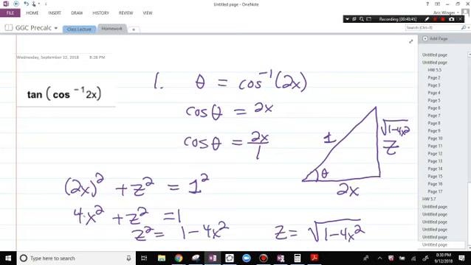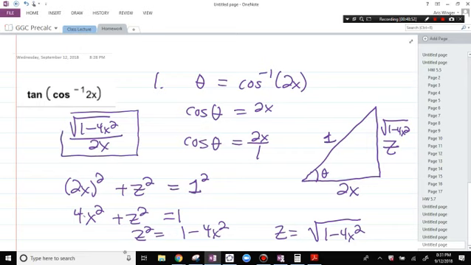What's the tangent of that angle? Opposite over adjacent. That's right. We're rolling towards the end.